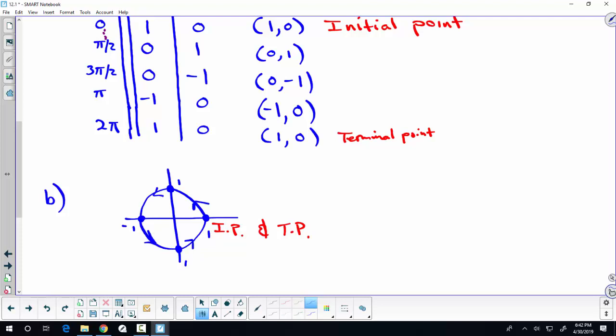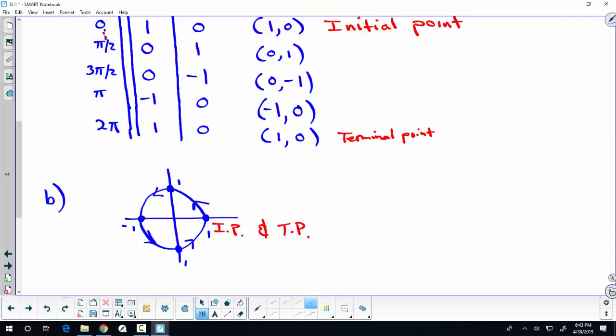Okay, so we're going to draw those arrows to indicate positive orientation. It's counterclockwise, starting at the point (1, 0). So it's a circle of radius 1, traversed in the counterclockwise direction with the initial point of (1, 0). Does anyone have any questions on that?